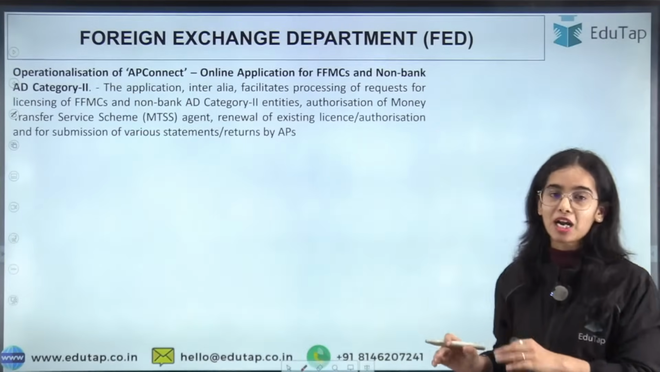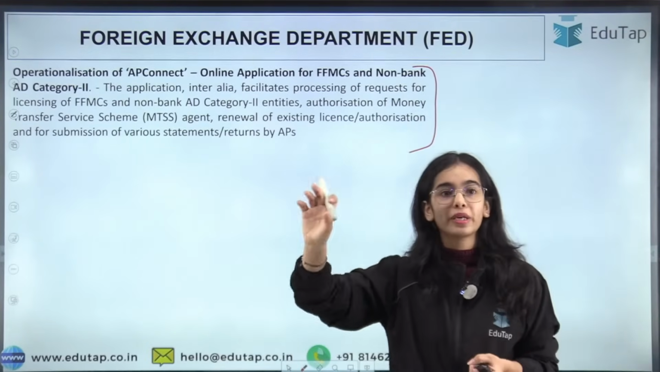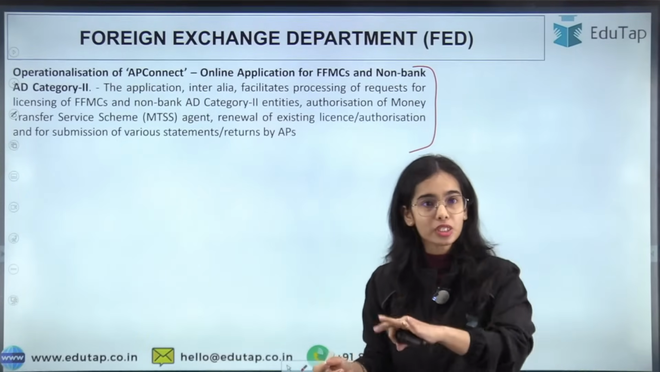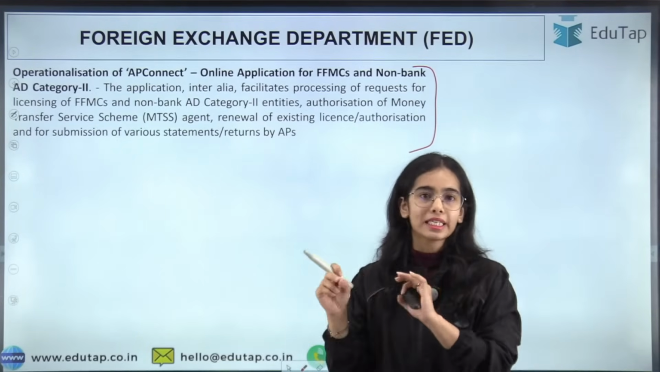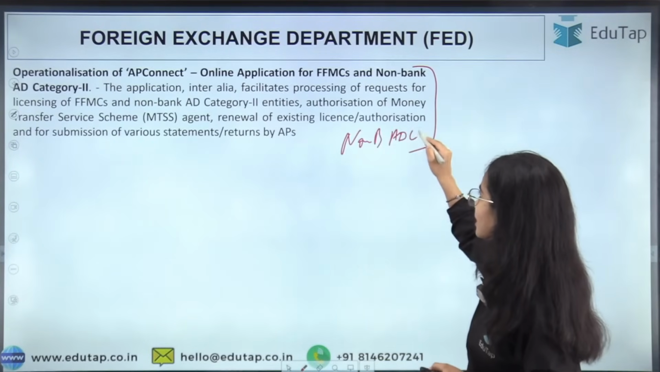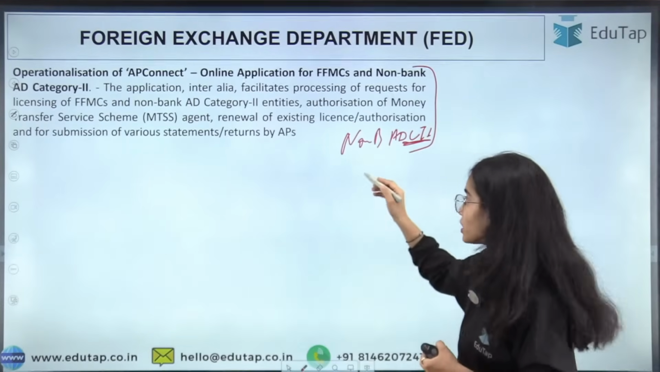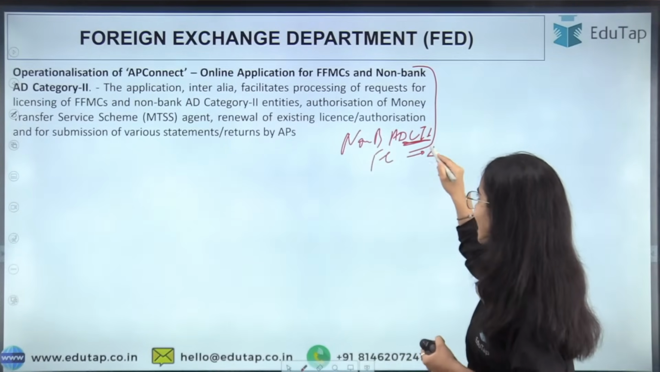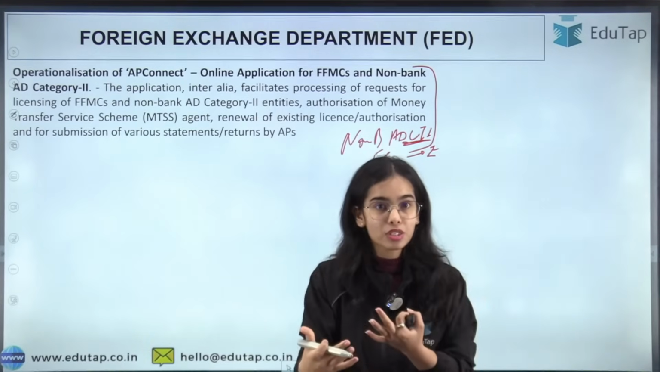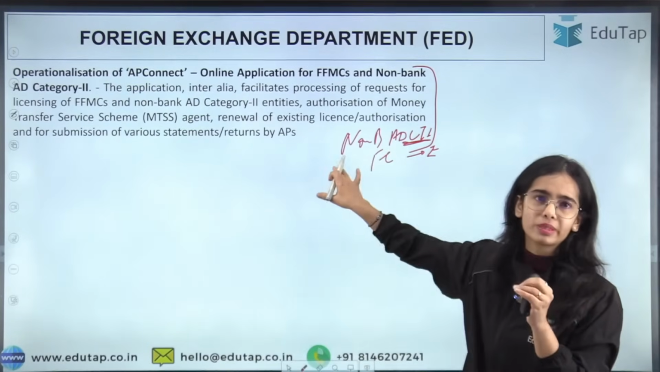Now the Foreign Exchange Department has done various things. So one of them is to bring the AP Connect. AP Connect is the online application platform for the full-fledged money changers and the non-bank authorized dealer category 2. So the non-bank authorized dealer category 2 are the authorized dealers that are able to convert foreign currency into rupees and rupees into foreign currency. That means they can handle foreign exchange transactions. So they are allowed to do so, but they are non-banks.